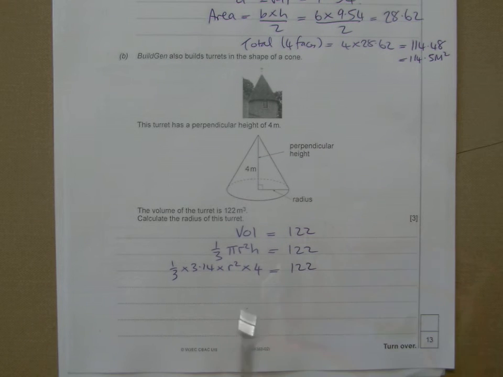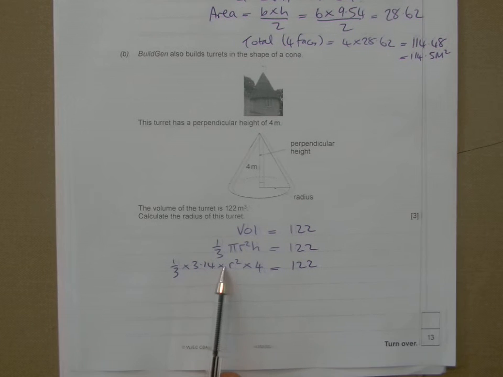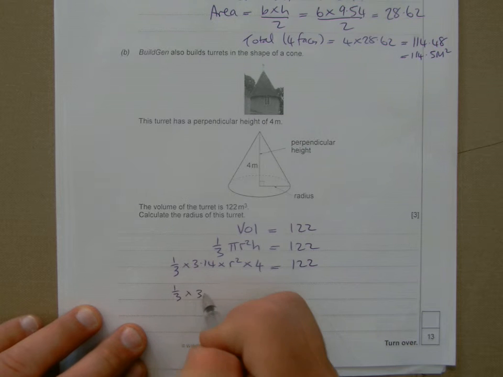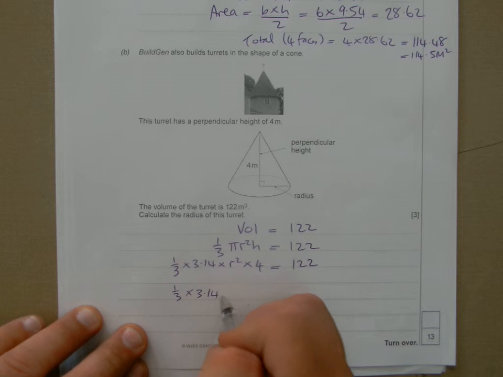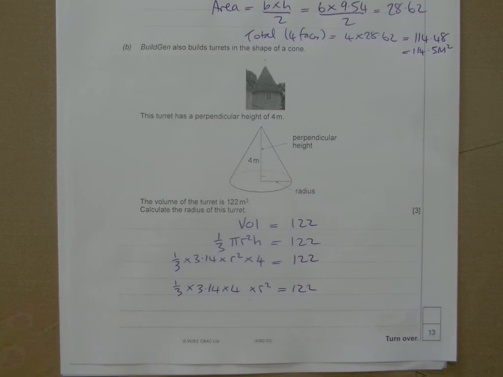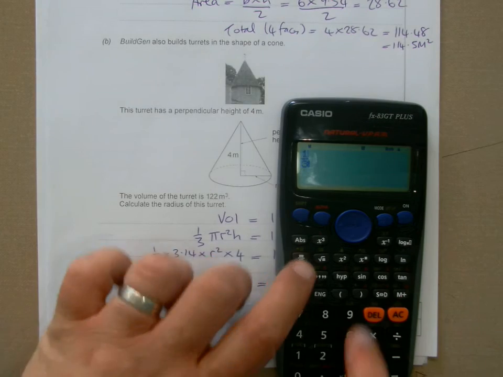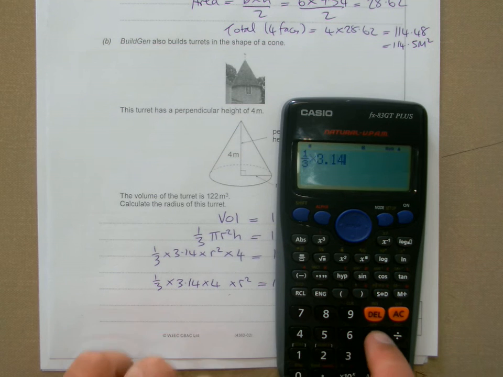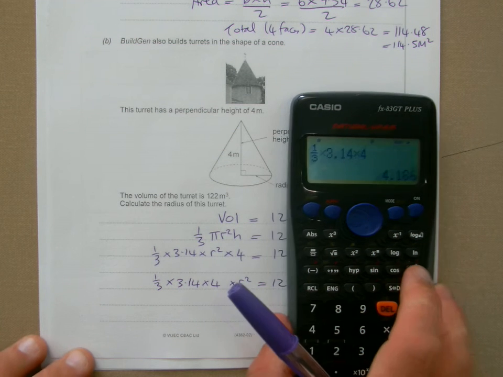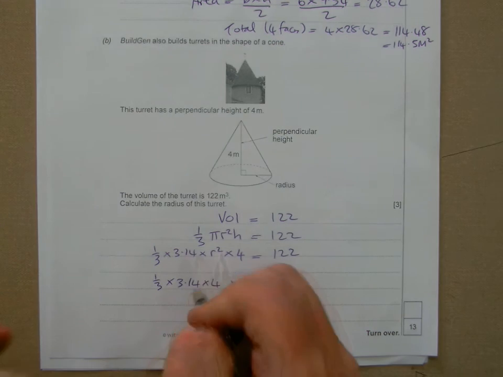What I'll do next is, on my calculator, work out all of this, and I'll leave the r squared, and you're allowed to do that. Essentially I'm just changing the order here, because when you multiply, it doesn't matter what order you multiply in. So I could write it like that, putting the numbers first. On my calculator I type in 1/3 times 3.14 times 4, and that comes to 4.186 recurring.